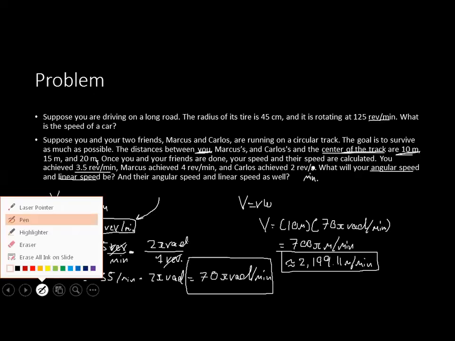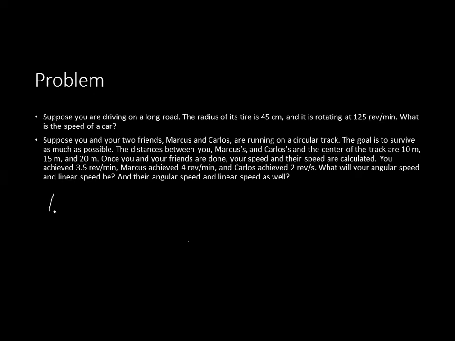Now, how about for your friends? So let's start first with Marcus. Let M be Marcus. So what is his angular speed? It's 4 revolutions per minute. So good. Now, how about we find his linear speed?